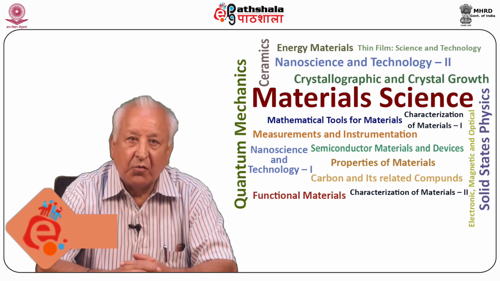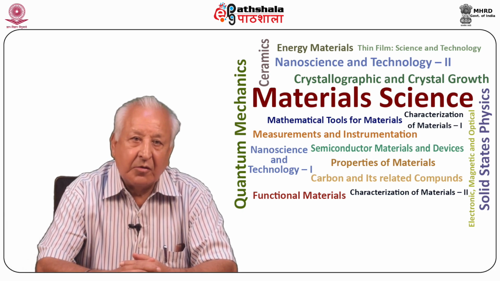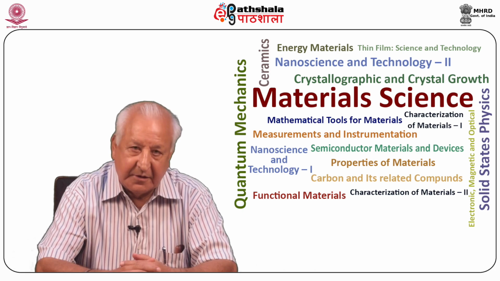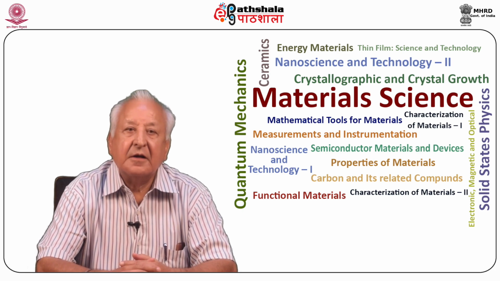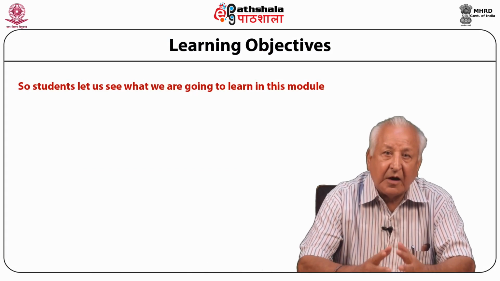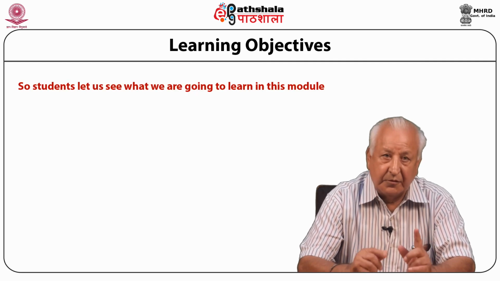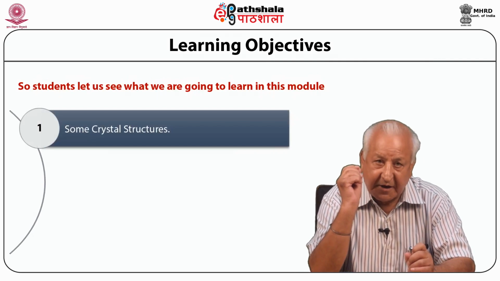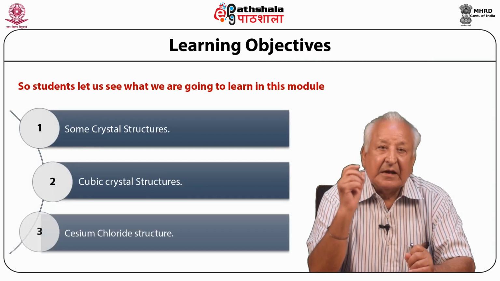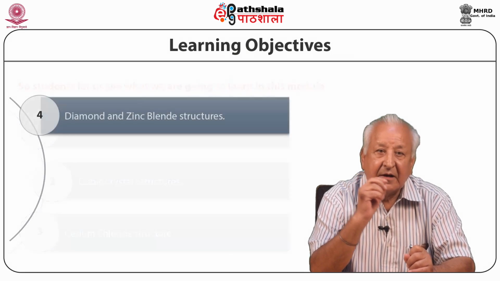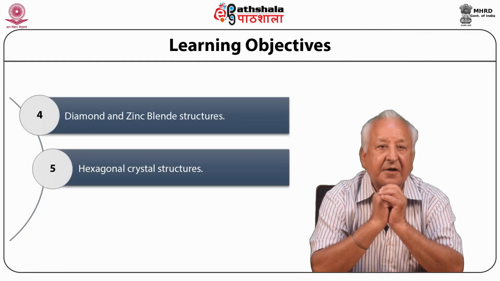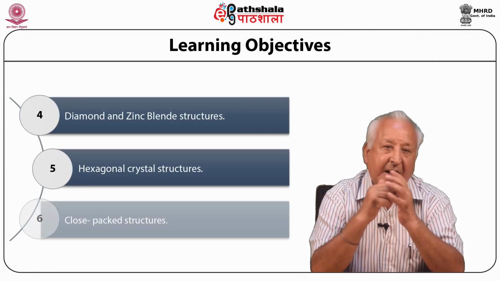Today we are going to discuss a module entitled Some Crystal Structures under the paper Crystallography and Crystal Growth. So students, let us see what we are going to learn in this module. Some crystal structures: cubic crystal structures, cesium chloride structure, diamond and zinc blende structures, hexagonal crystal structures, and close-packed structures.